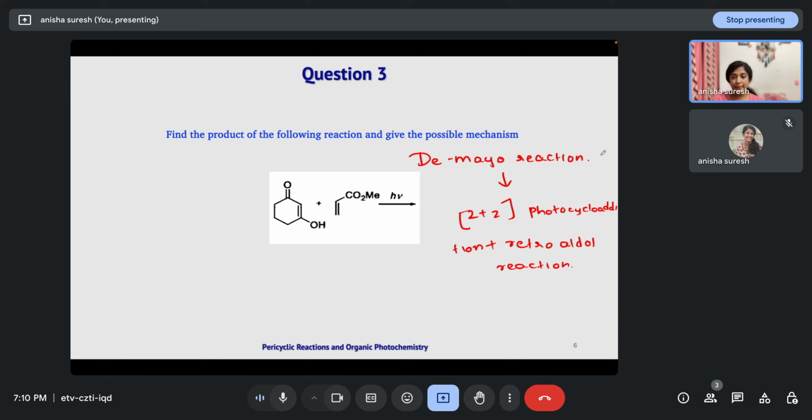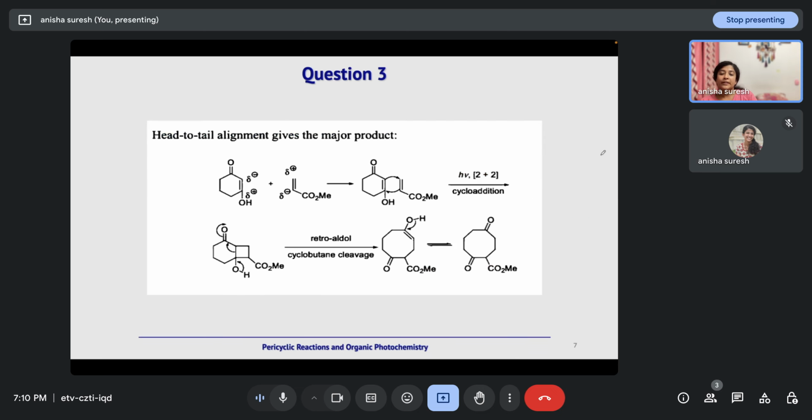Okay, now let us see the mechanism. For that we should consider the electronics of these two systems. When we consider the electronics, this center will be electron deficient as the system is in conjugation, and this will be the electron rich center compared to this. And in this alpha, beta unsaturated ester, this will be the electron deficient center, and this will be comparatively electron rich compared to this center.